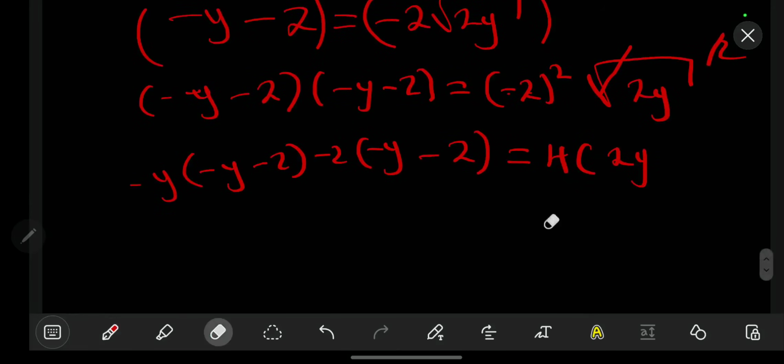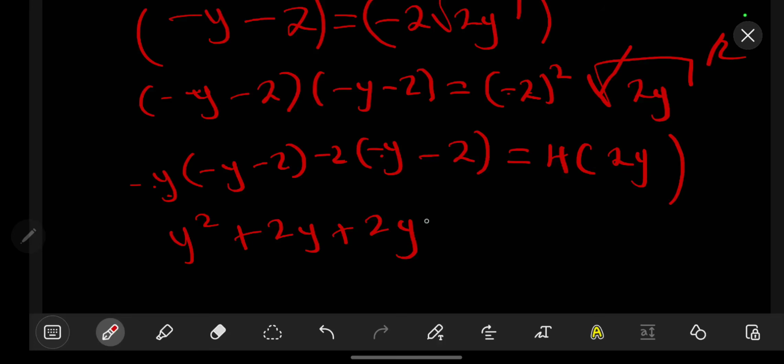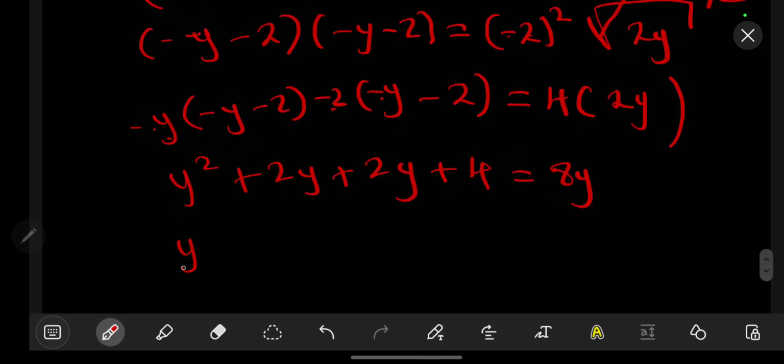So we are going to get something like this. Negative y by negative y, it will give us y squared. This by this, it will give us positive 2y. This by this, positive 2y. Then we have this by this. Negative by negative is positive. 2 by 2 is 4. Should be equal to 8y like that. Then what we have is y squared plus 2y plus 2y is 4y. Then we have plus 4 should be equal to 8y.